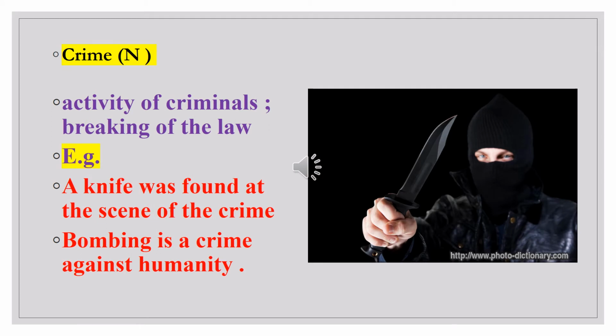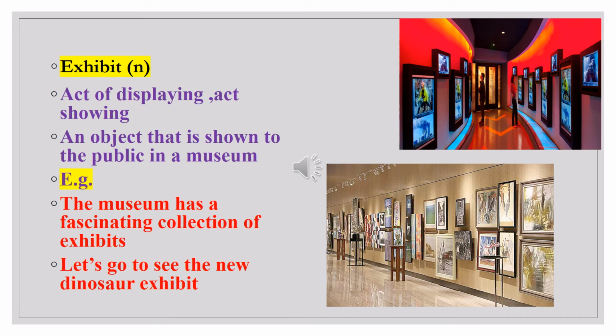Crime: activity of criminals, breaking of the law. For example, a knife was found at the scene of the crime. Second example, bombing is a crime against humanity. Part of speech of it? Sure, it's a noun.